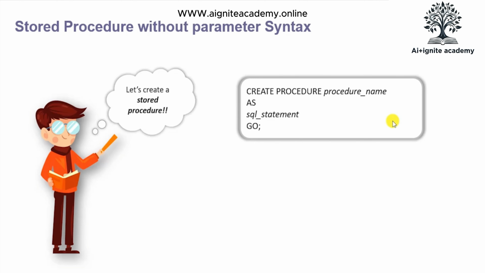Now let's have a look at the syntax of the stored procedure. So we'll give the keywords create procedure and then give the procedure name. After that, we'll give the keyword as and then give the SQL statement for which we need to create the procedure. And we'll end the procedure with the go keyword.